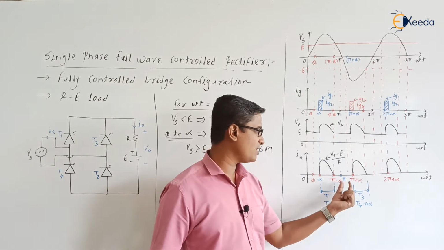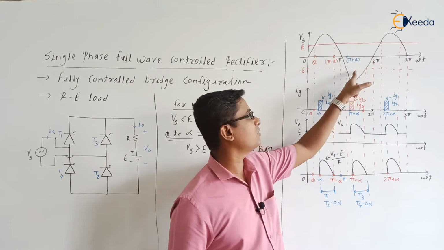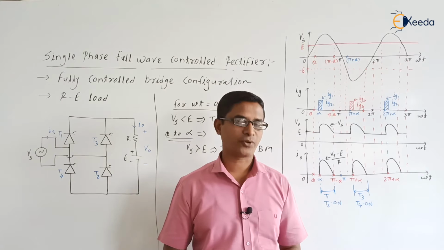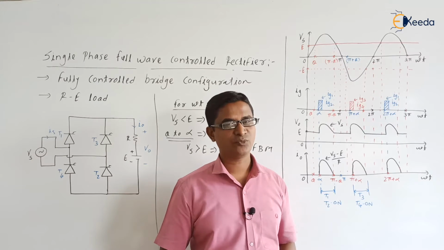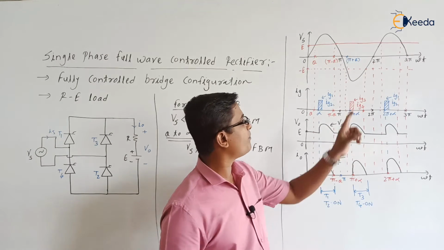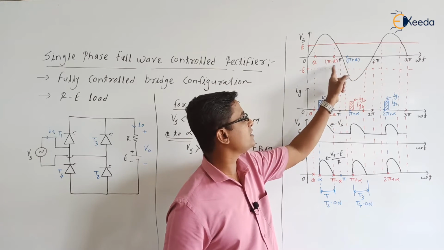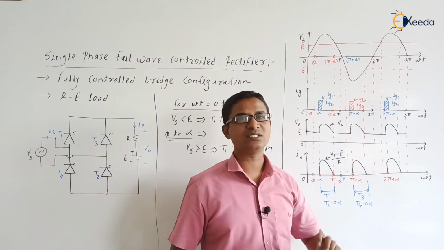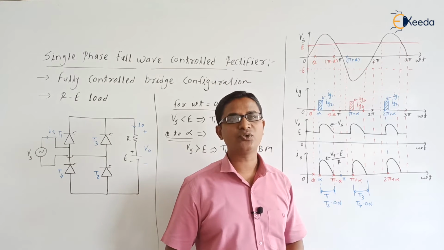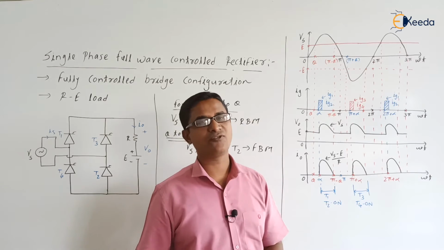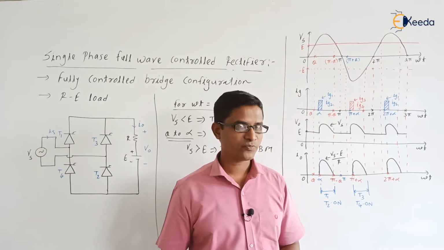Similarly for the negative half cycle, when the supply is negative, thyristors T3, T4 will be in the forward bias mode. But from pi to pi plus theta, during this interval, Vs is less than minus E. So due to that, from pi to pi plus theta, our thyristors T3, T4 will be in the reverse blocking mode.